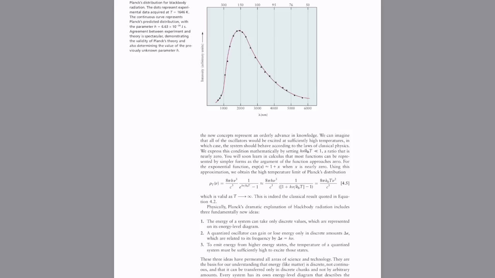As we saw, the particle in the box, hydrogen atom, and even there are quantum oscillators like a vibrating molecule, and that way the energy of the system can take only discrete values. That would be correct. Okay, then quantized oscillator can gain or lose energy only in discrete amounts. That's correct. And to emit energy from higher energy states, the temperature of a quantized system must be sufficiently high to excite those states. Basically, the energy levels can be populated or not populated. To populate higher energy levels, you need a higher temperature.